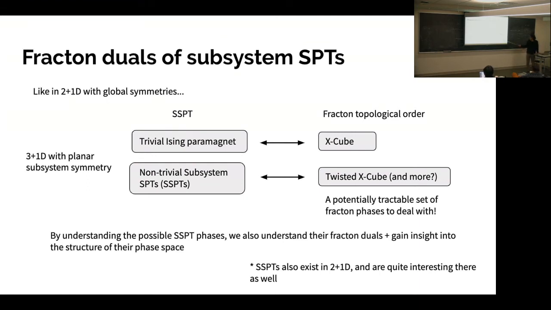I just want to mention that this is all in 3 dimensions. In 2D, subsystem SPTs also exist, but Fracton topological order doesn't. And SSPTs are also quite interesting in 2D. So can I just ask the obvious question of why you don't get Fracton order in that case by gauging? Well, you're not going to have topologically protected ground state degeneracy. In 2D, you just have regular topological order.